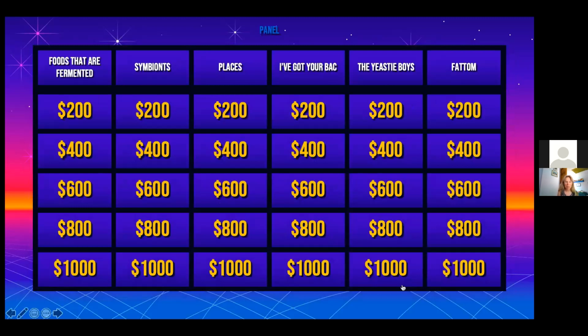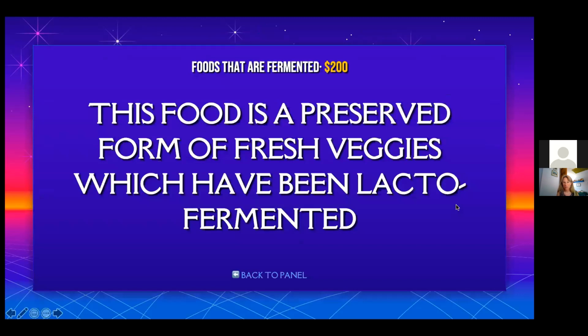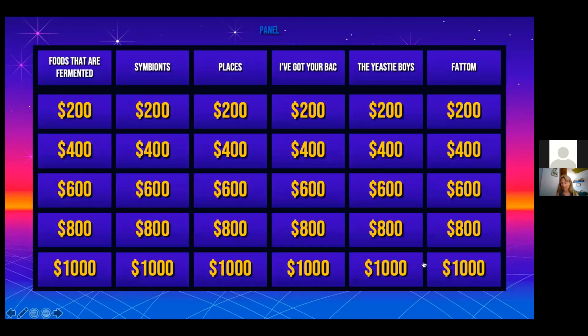All right, how about Molly? You pick the next category and amount. Food for 200, she says. This food is a preserved form of fresh veggies which have been lacto-fermented. Pickles, sauerkraut, pickles. Guys, you're making me hungry for pickles.